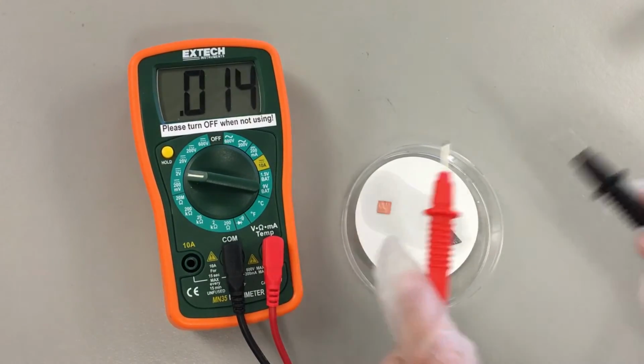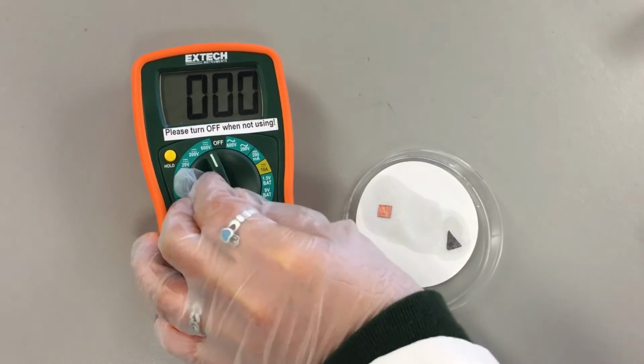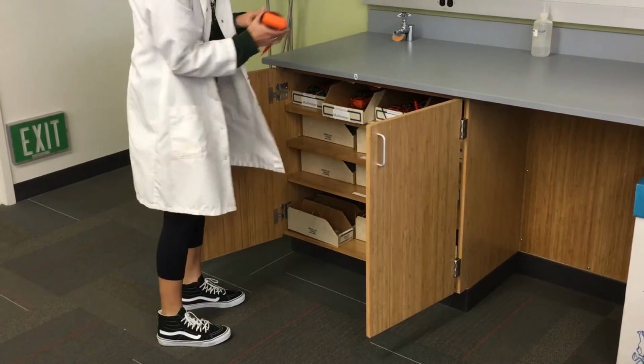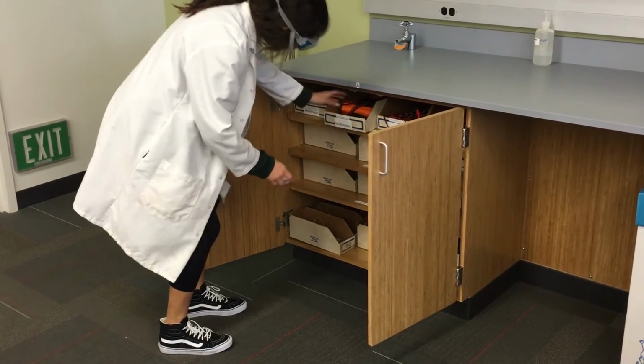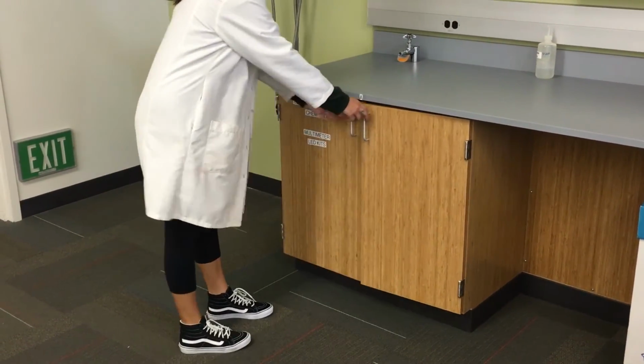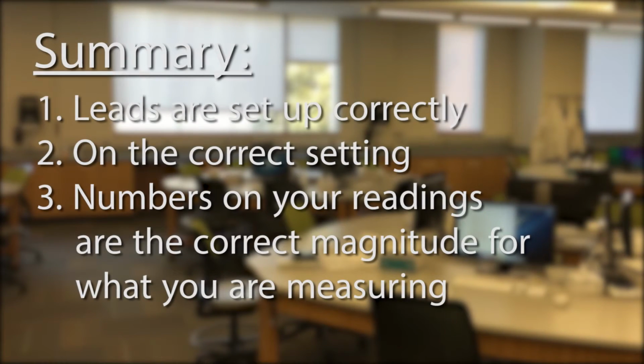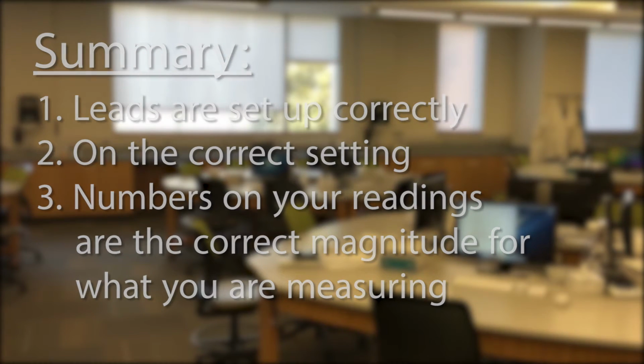When you are done with your reading, be sure to put away all equipment neatly in their proper locations. In conclusion, before taking a reading, make sure your leads are set up correctly, you are on the correct setting, and that the numbers on your readings are the correct magnitude for what you are measuring. Now go and have fun measuring.